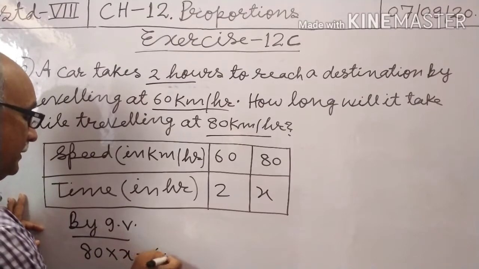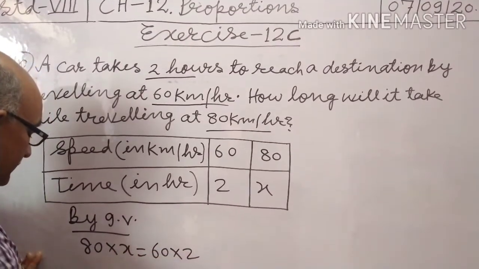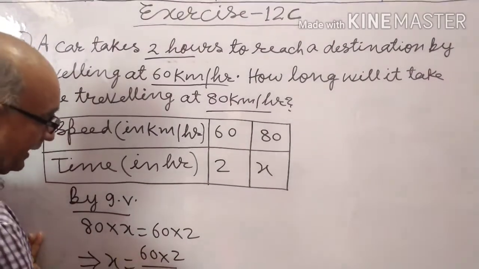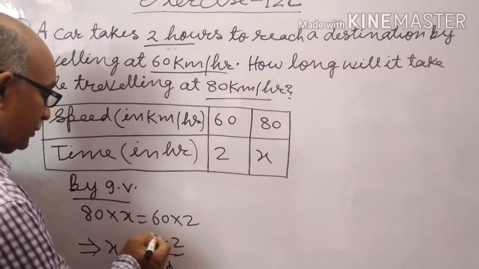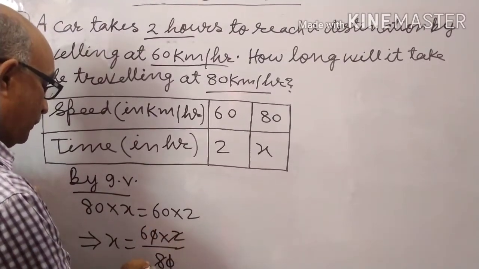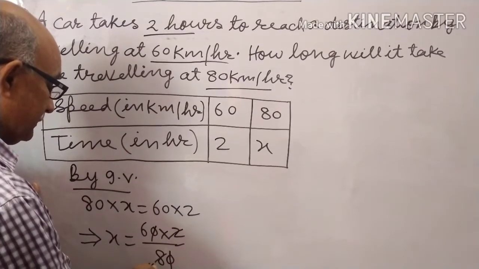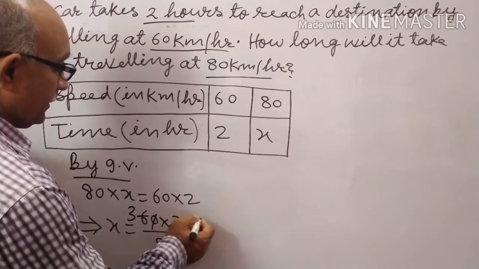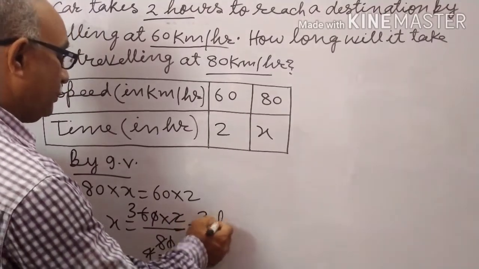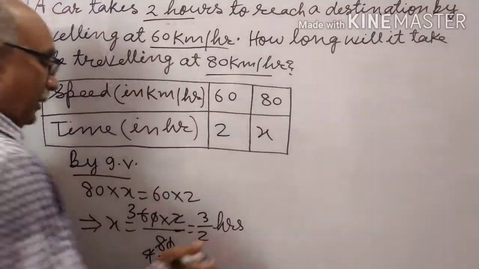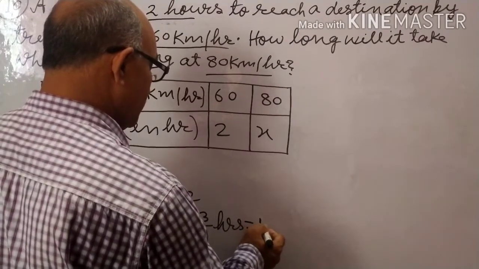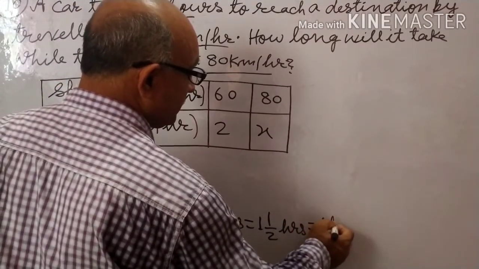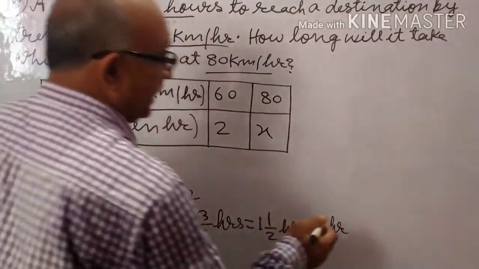80 into x equal to 60 into 2. That implies x equal to 60 into 2 divided by 80. 0 to 0 cancel. 2 times 4 is 8, 2 times 3 is 6, equal to 3 by 2 hours, equal to 1 hour and 1 by 2 hours. 1 by 2 hours means 30 minutes.